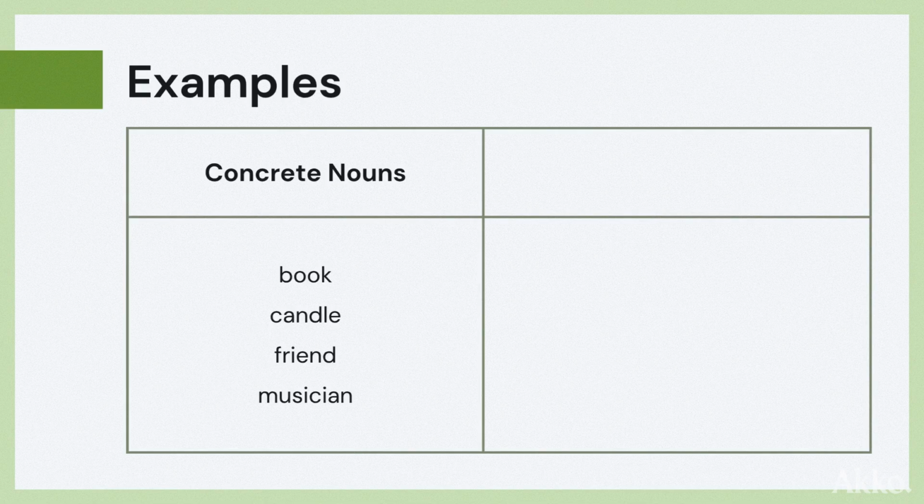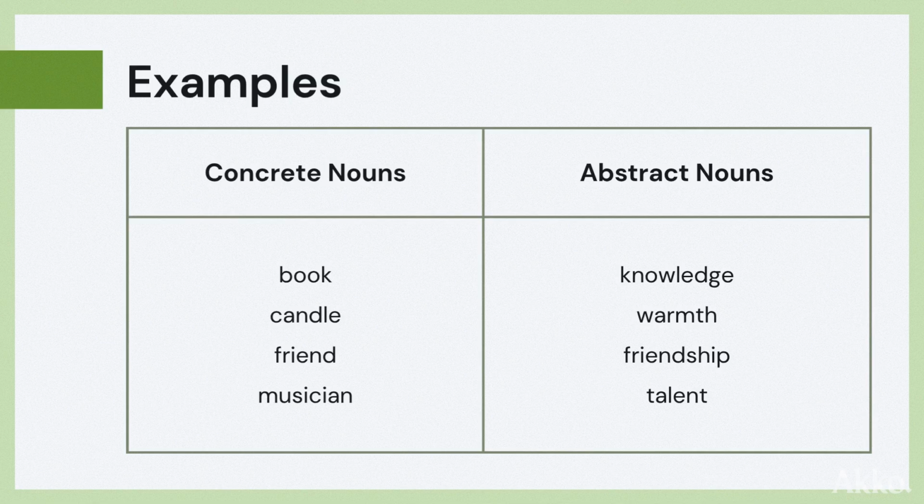Book is a concrete noun. It is something that can be detected by the five senses. But knowledge is abstract. You need the book to access the knowledge. So here, the book is acting like a tool to help us experience the abstract noun, which is knowledge.